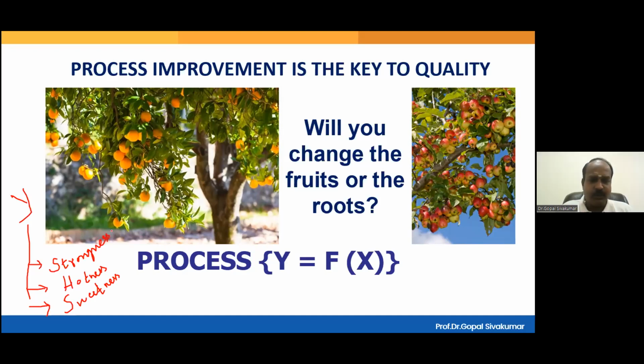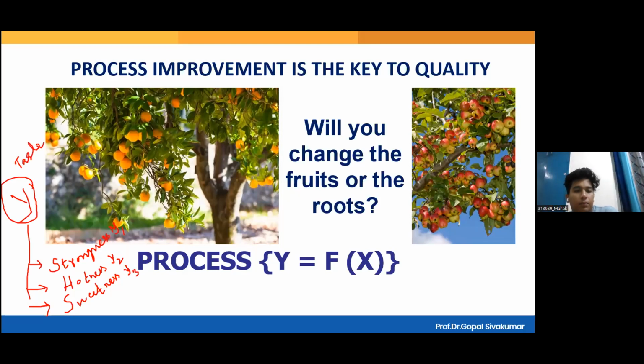That means the Y is now drilled down to Y1, Y2, Y3. If you take care of Y1, Y2, and Y3, that means you are taking care of the bigger Y. What is the bigger Y? Tasty. Very good. The output is the taste of the coffee. Good quality of coffee. Very good.